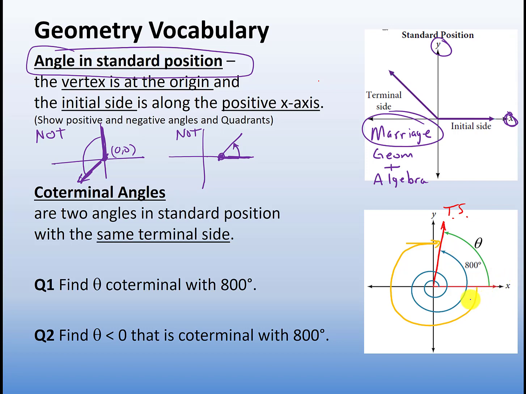And we have a little question here that we can use some analytical thinking to figure out. Theta is the green one, and 800 degrees is the blue one. How much is theta? Well, we know they're both coterminal, and we know the blue one's 800. And we also know that the blue one went around 360 degrees.